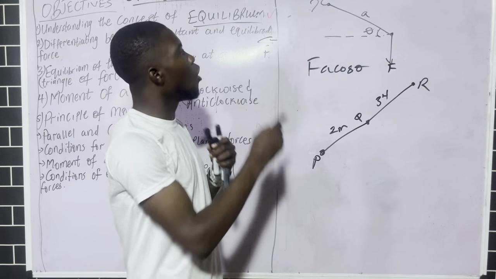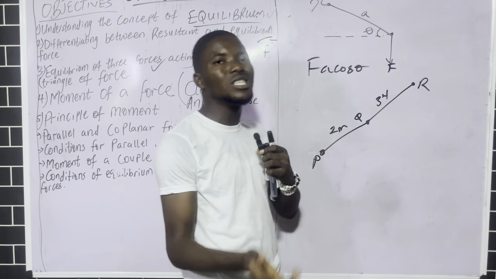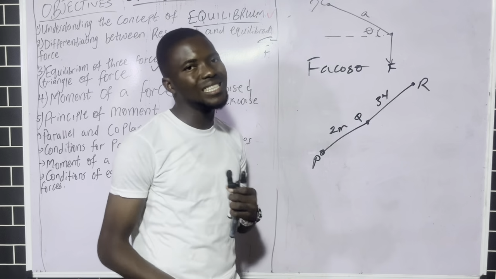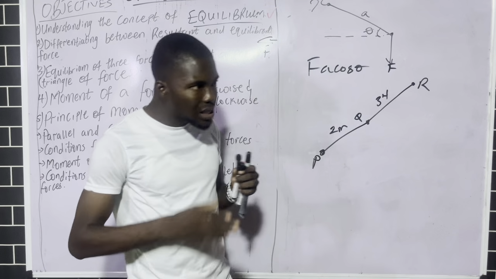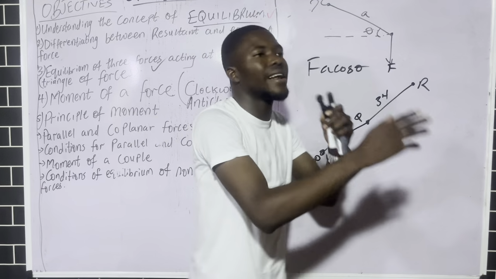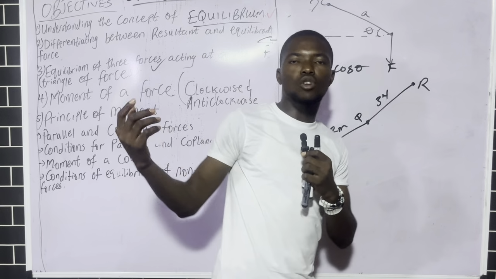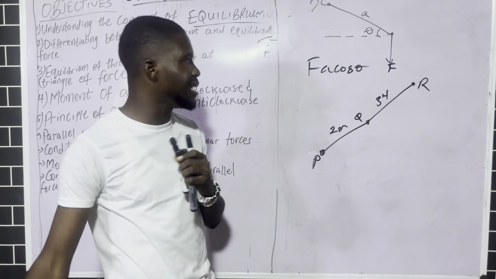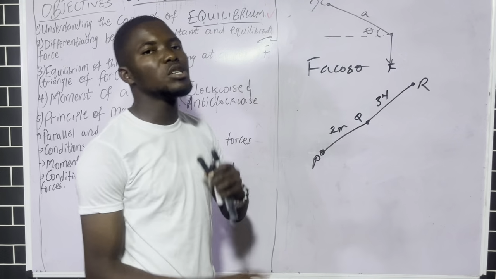Are you with me? Although moment and work both have the unit Newton meter and both deal with force and distance, the difference is that for work the force and the distance must be in the same direction. When I explain the concept of work, I'll show you other related things. Therefore, for moment, the distance must be perpendicular.